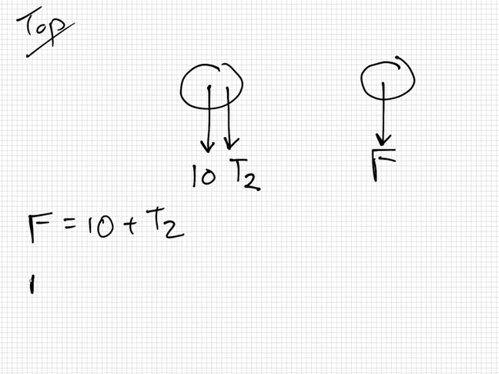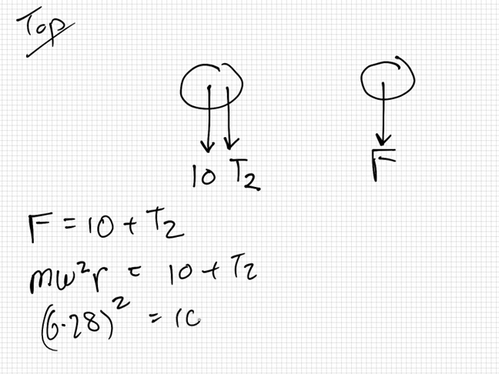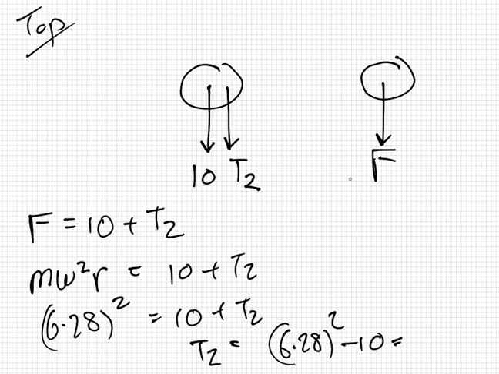I have M omega squared R, isn't it? Equals 10 plus T2. So I get 6.28 squared equals 10 plus T2. So this time T2 is 6.28 squared minus 10, which is about 29.5 newtons. Yeah, 29.5 newtons. Whatever, 29.5 newtons.